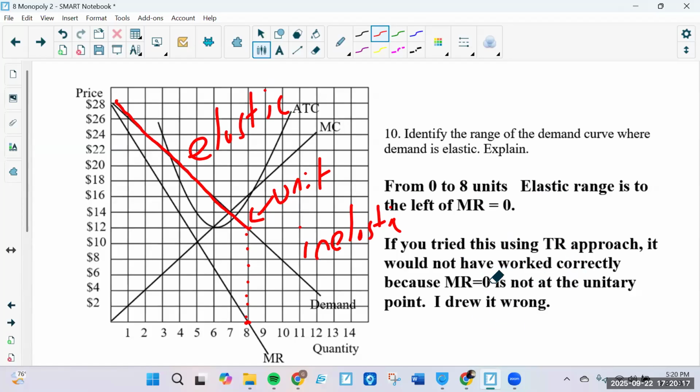Interestingly enough, if you actually try to use the total revenue approach to prove it, and I apologize to those of you that did this, then you would not get the right answer here. The reason is I just drew this on graph paper. This graph is actually not mathematically correct. The way I drew the MR and the demand is not possible, because this MR curve is supposed to be 0 at the midpoint.